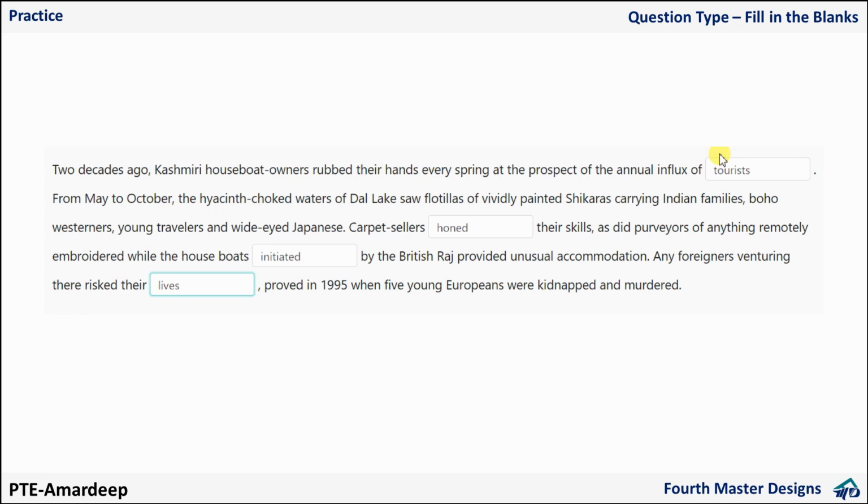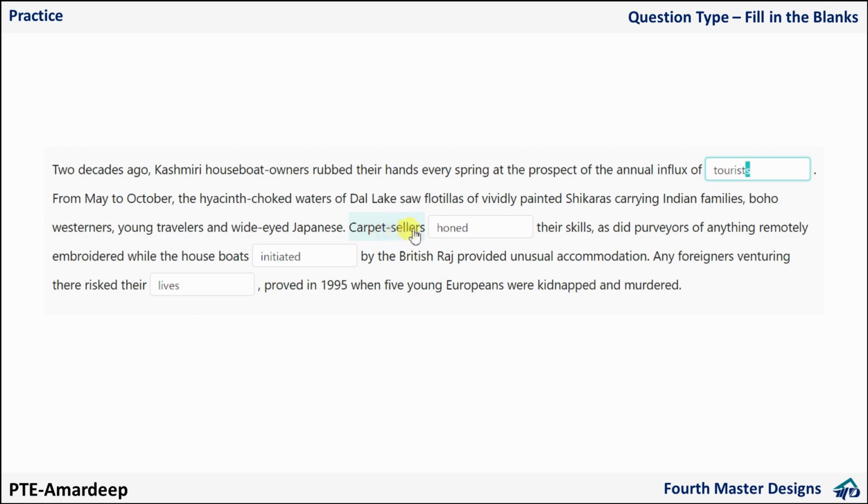Okay, so see, what do we have here? First one, influx of tourists. So you need to write correct spelling: TOURISTS. It has to be plural, because they are not talking about just one tourist. So based on that, tourists.